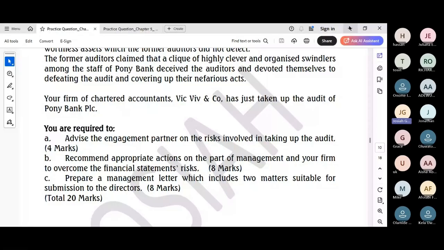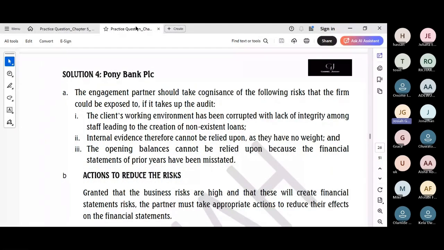Briefly, in 1 line, explain why it's a risk in this context. So instead of just stating lack of integrity, explain that the client's working environment has been corrupted with lack of integrity, which means the internal evidence cannot be relied upon. Something like that makes a lot of sense.